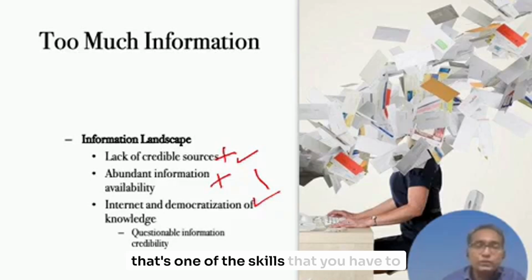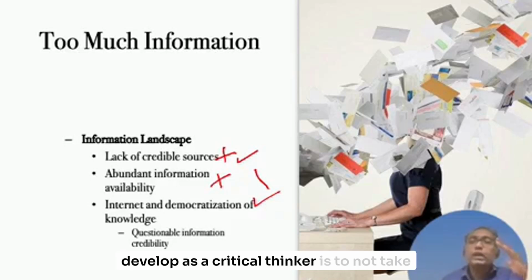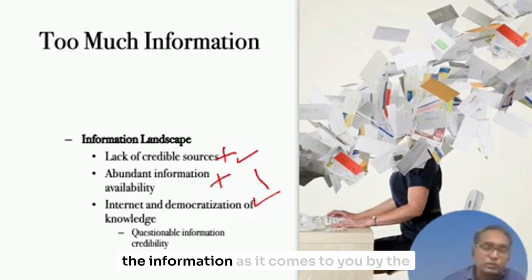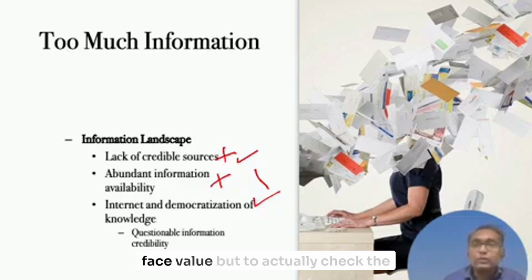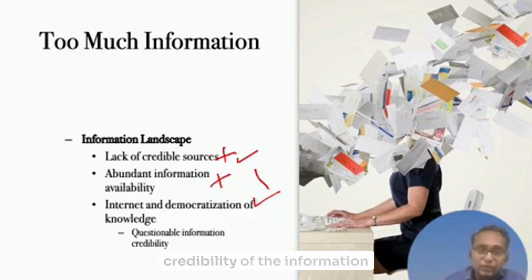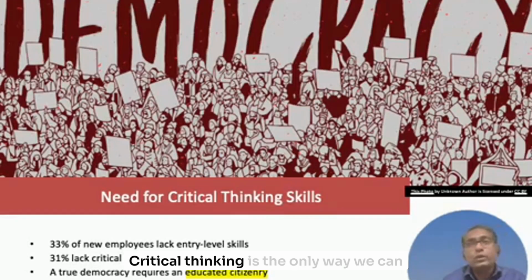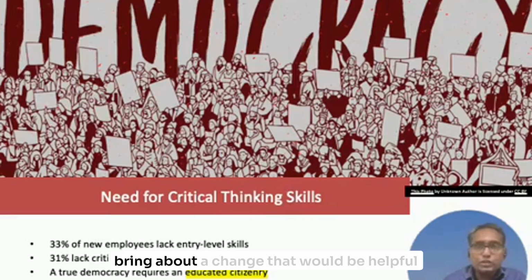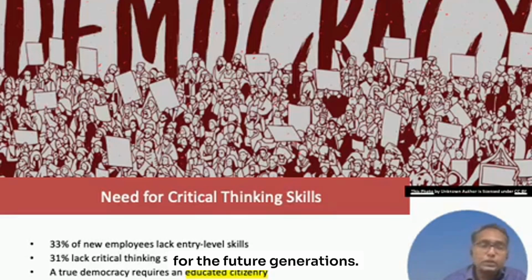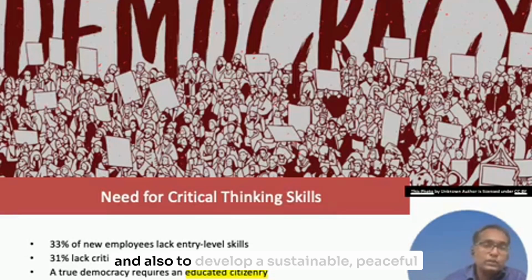That's one of the skills that you have to develop as a critical thinker, is to not take the information as it comes to you at face value, but to actually check the credibility of the information before you take it into your system. Critical thinking is the only way we can bring about a change that would be helpful for the future generations, and also to develop a sustainable, peaceful world.